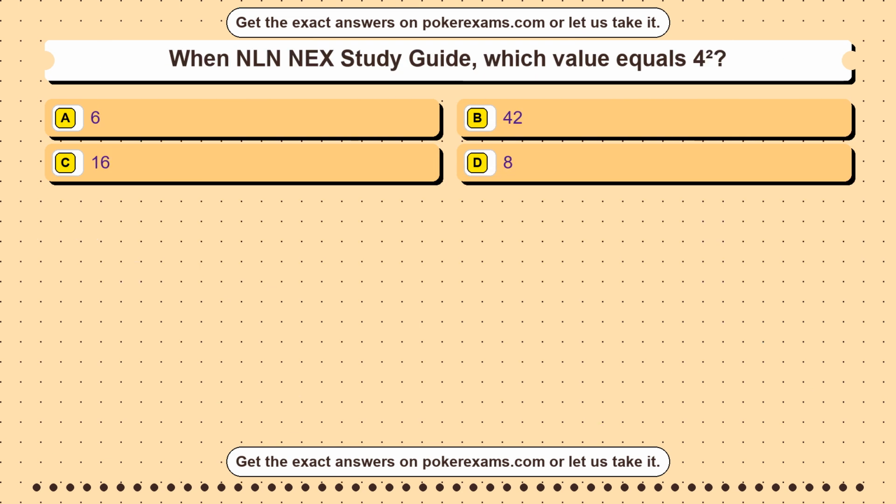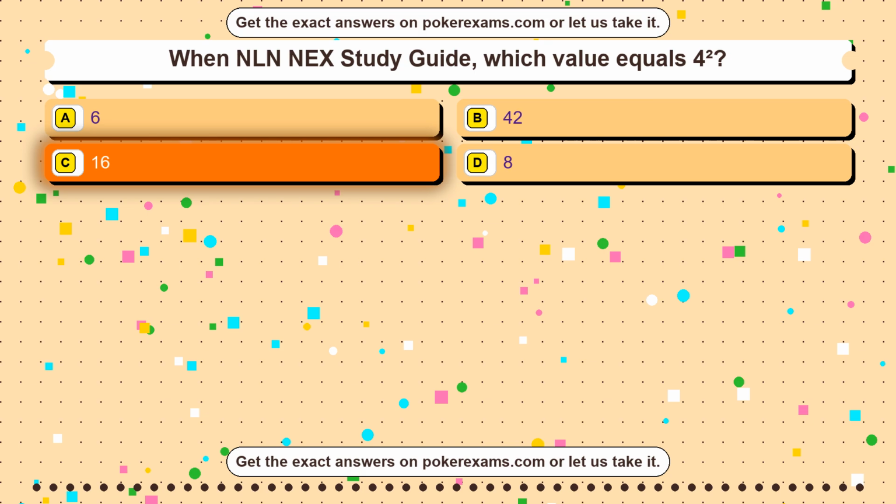Question 19. When GED scientific method practice, which number is the median of 2, 5, 9, 10, 14? Option A 10. Option B 14. Option C 5. Option D 9. The correct answer is option C.